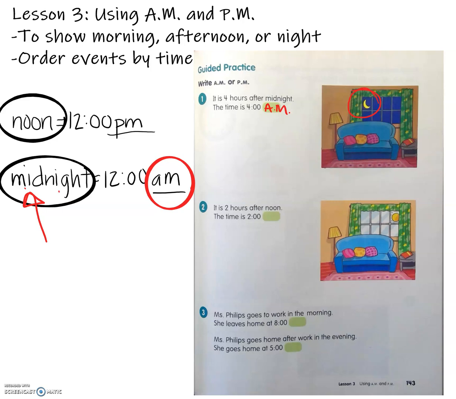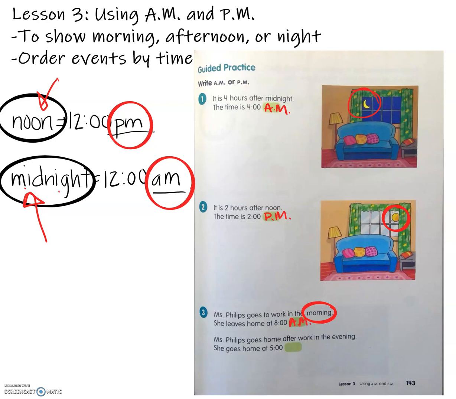Now, number 2 says it is 2 hours after noon, and noon is the start of p.m. So if it is 2 hours after noon and I can see the sun in this picture, that means that the time is 2 p.m. And then we have number 3. Miss Phillips goes to work in the morning. Key word there. If you go to work in the morning, you are probably not leaving at nighttime or in the afternoon. You are leaving in a.m. So 8 a.m. is when she leaves.